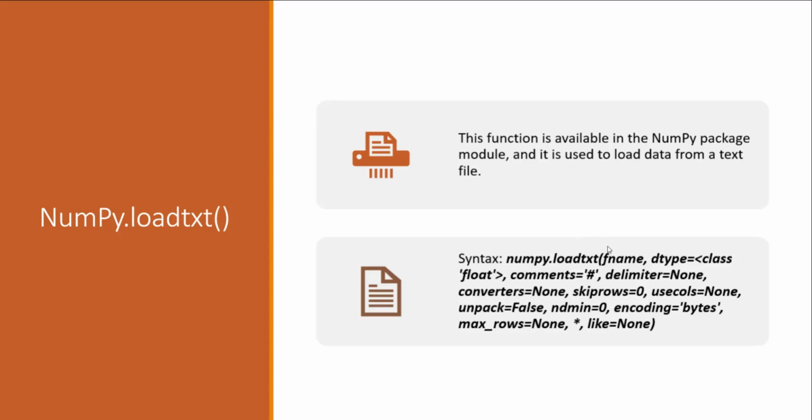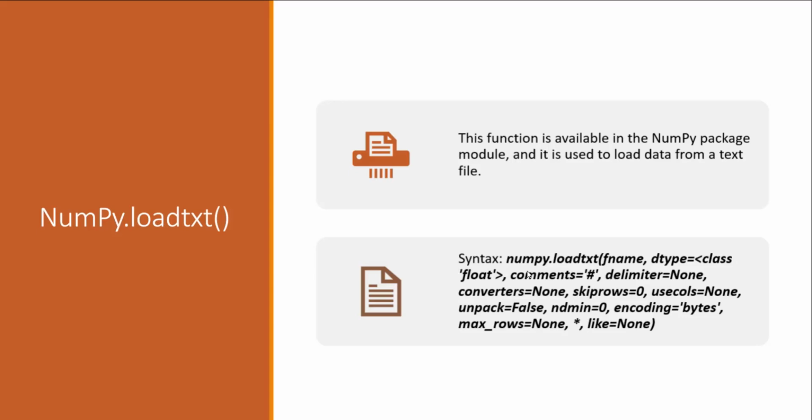Within this function there are a few parameters. Let us briefly understand these parameters. The first one is fname. This parameter specifies the file name that must be read, and if the file is of .gz format, then first it will be decompressed. The next parameter is dtype. It is an optional parameter and it specifies the data type of the resulting array, and by default it takes a float value, and every single row of this data would be considered a unique element for the resultant array.